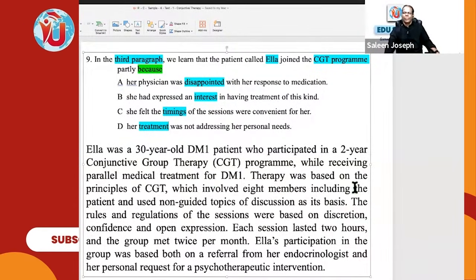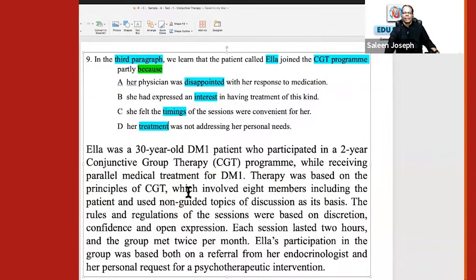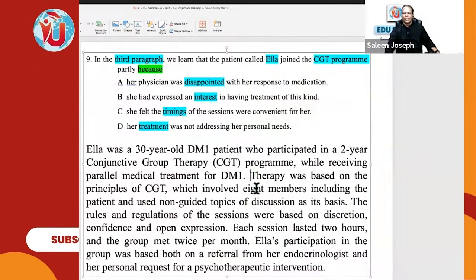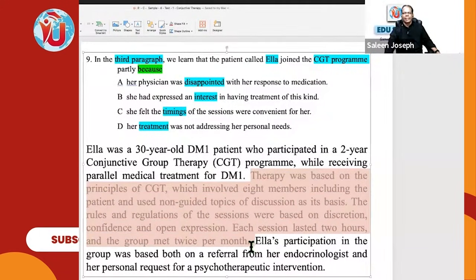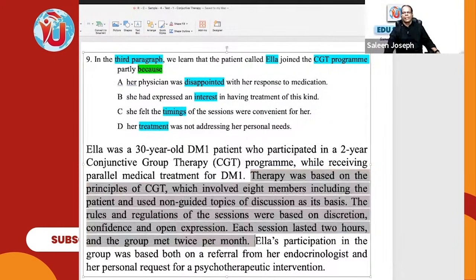Therapy was based on the principles of CGT. So the whole thing is saying how the therapy is conducted, right? But the question is, why did Ella join? The reason they are asking, not what the therapy is or how it is conducted. They aren't asking about the therapy, but asking the reason for Ella's joining. Ella's participation, does it mean Ella's joining? Yes. Ella's participation in the group was based both on a referral from her endocrinologist and her personal request.